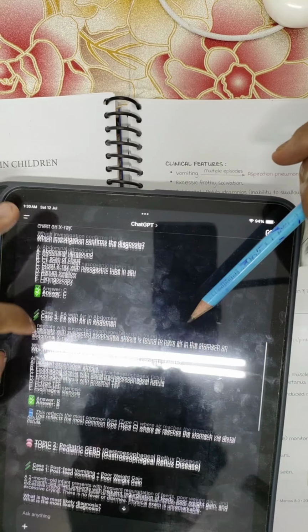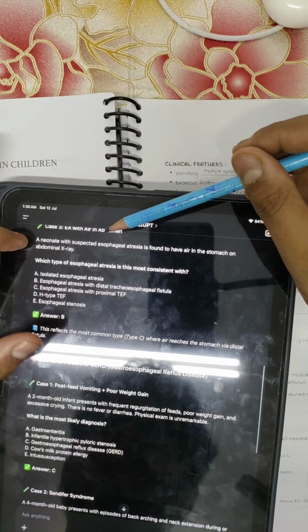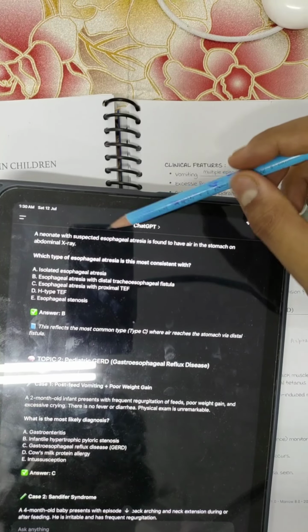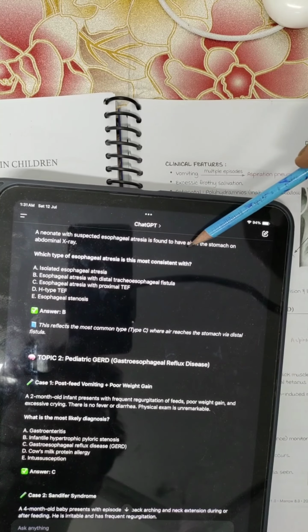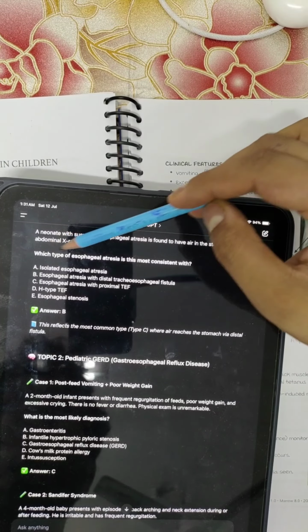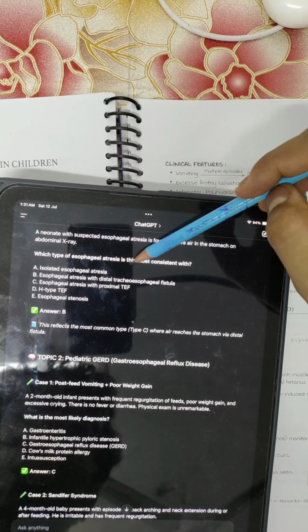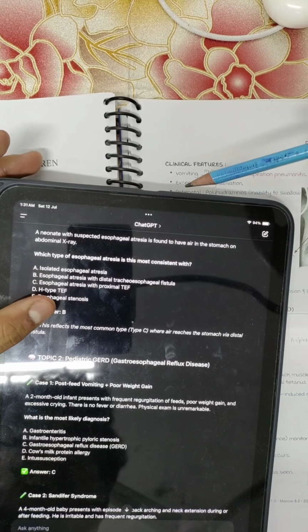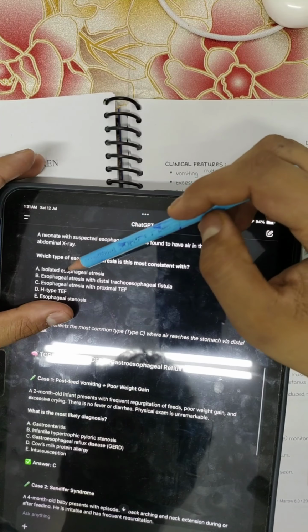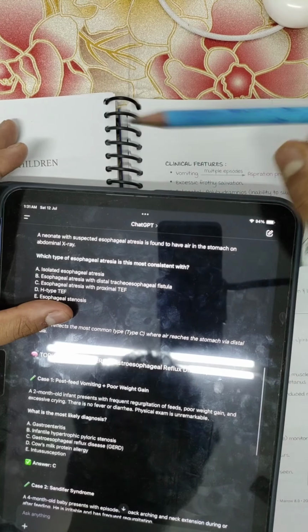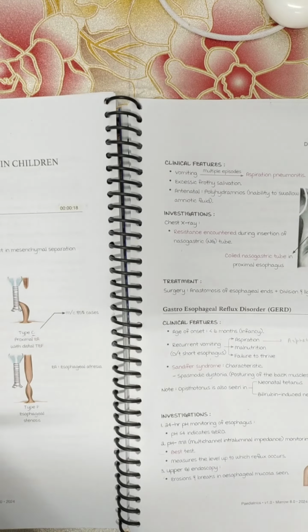Next is esophageal atresia with air in abdomen. A neonate with suspected esophageal atresia is found to have air in the stomach on abdominal X-ray. Which type of esophageal atresia is most consistent with this? So these are the types.